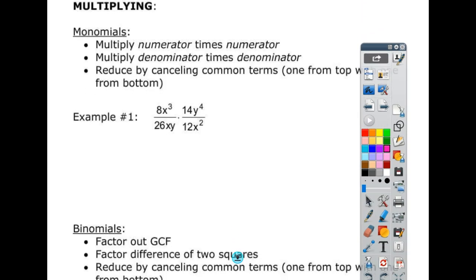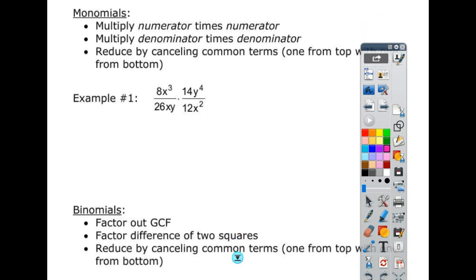Okay, so looking at this, these are monomials. A monomial has one term. So that's a monomial, that's a monomial, that's a monomial, that's a monomial. Now, you can kind of do whatever floats your boat here. You could just multiply straight across, 8 times 14 and 26 times 12, get really big numbers, and then reduce. That would be fine. But what I like to do is get some reducing done ahead of time.